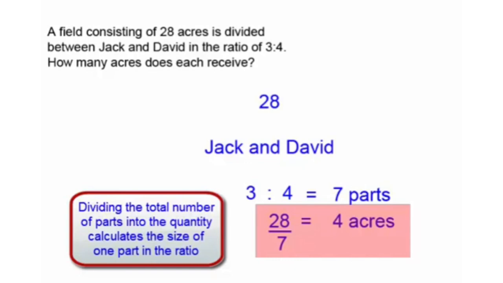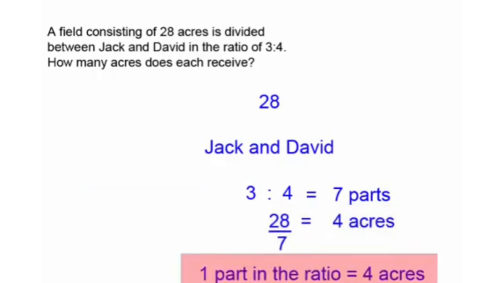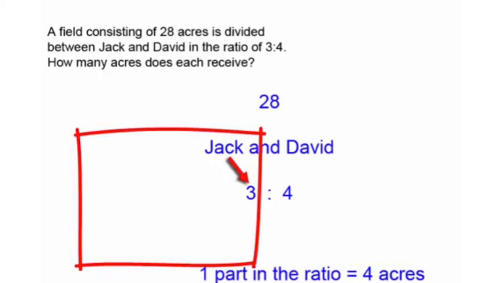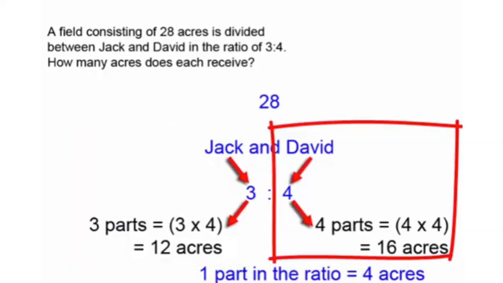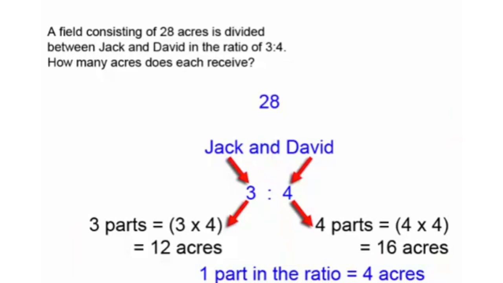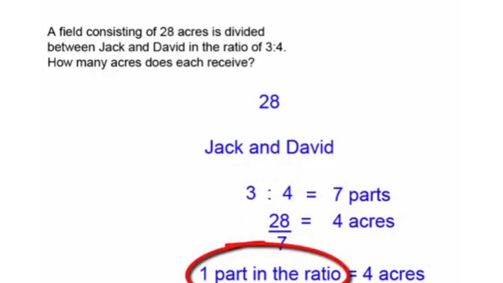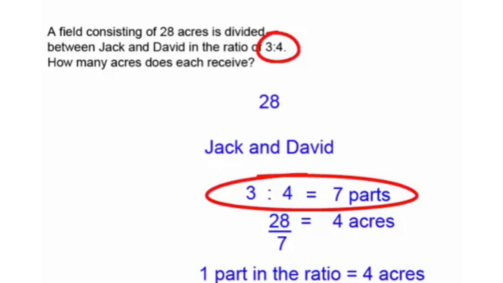So when we divide 28 by 7, we get 4 acres. That means one part represents 4 acres. One part in the ratio is 4 acres. So now to know the acres that belong to Jack, we simply multiply his part, 3, by the 4 acres and we get 12 acres. For David, we multiply his own part, which is 4, by the 4 acres, and that gives us 16 acres. Altogether, we can add up and get back 28 acres to be sure our answer is correct.